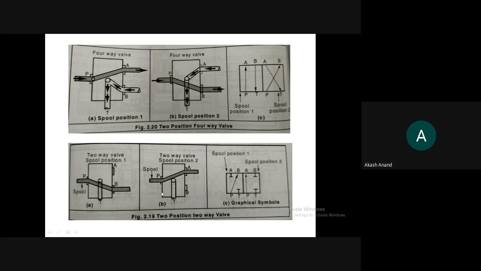And in the second figure, you can see here, P is connected directly to A. Here from P to A, there is an arrow mark. And at B and T, there is no connection. So it is a closed position. So this is the two position two way valve. So I think it is clear to you. This is how, with the help of our logic, we can work out how the diagram is constructed or how graphical symbols are created. Okay.